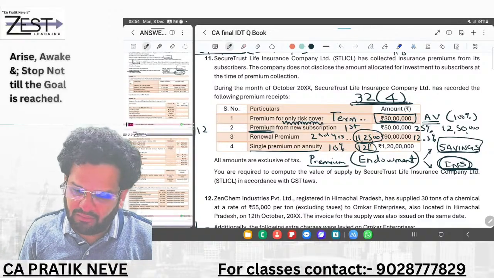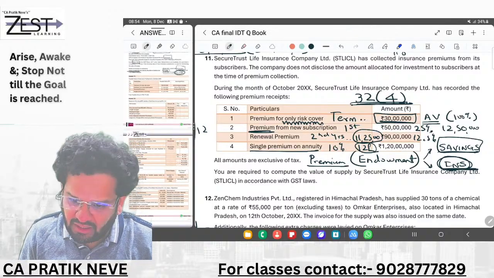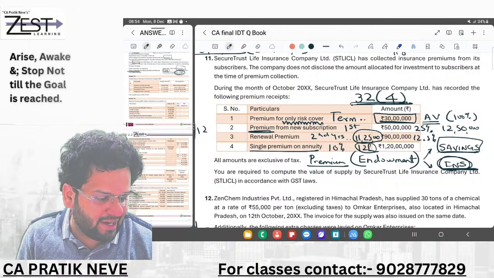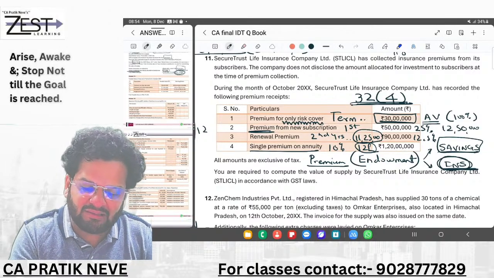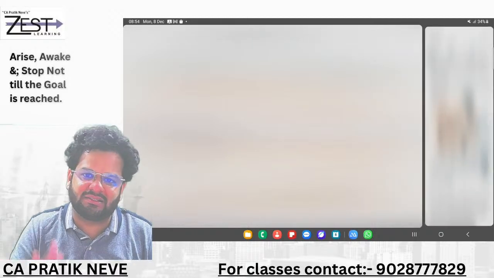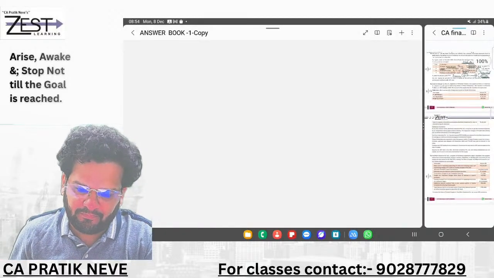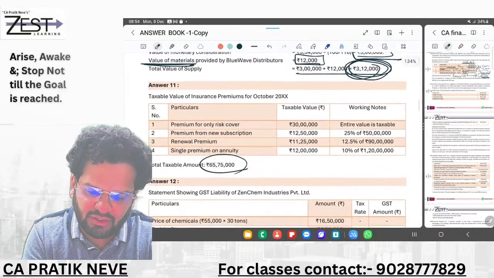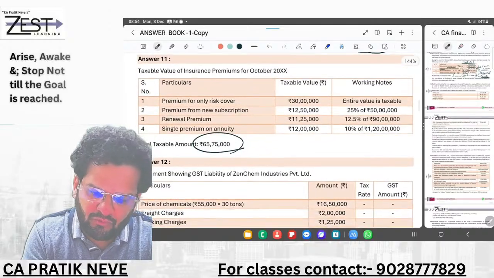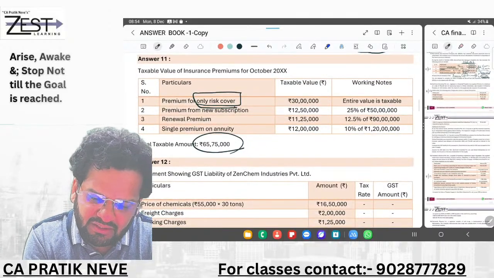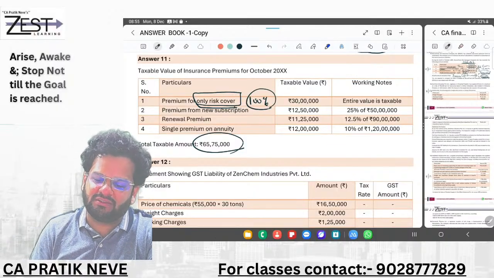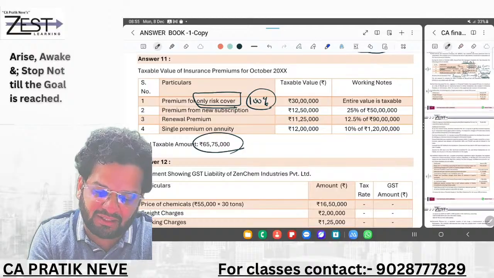So take total 30 lakhs plus 12.5 lakhs plus 11.25 lakhs plus 12 lakhs. 65 lakh 75,000 will be the assessable value. See this, 65 lakh 75,000 is the assessable value. When it is only risk cover, meaning it's a 100% insurance product, assessable value is 100% of premium collected.